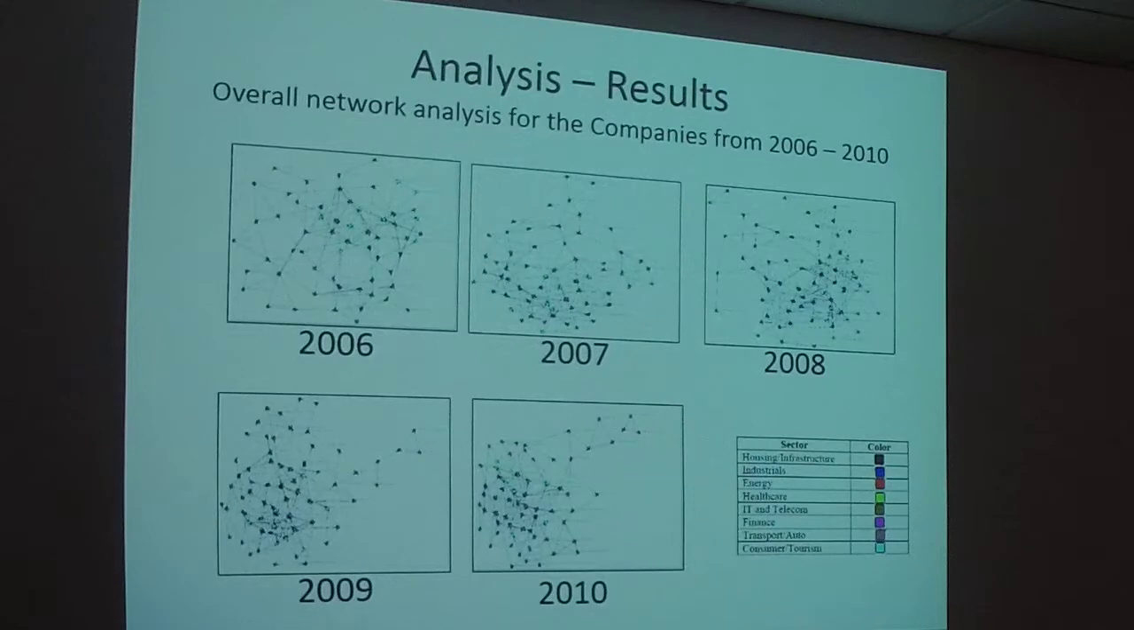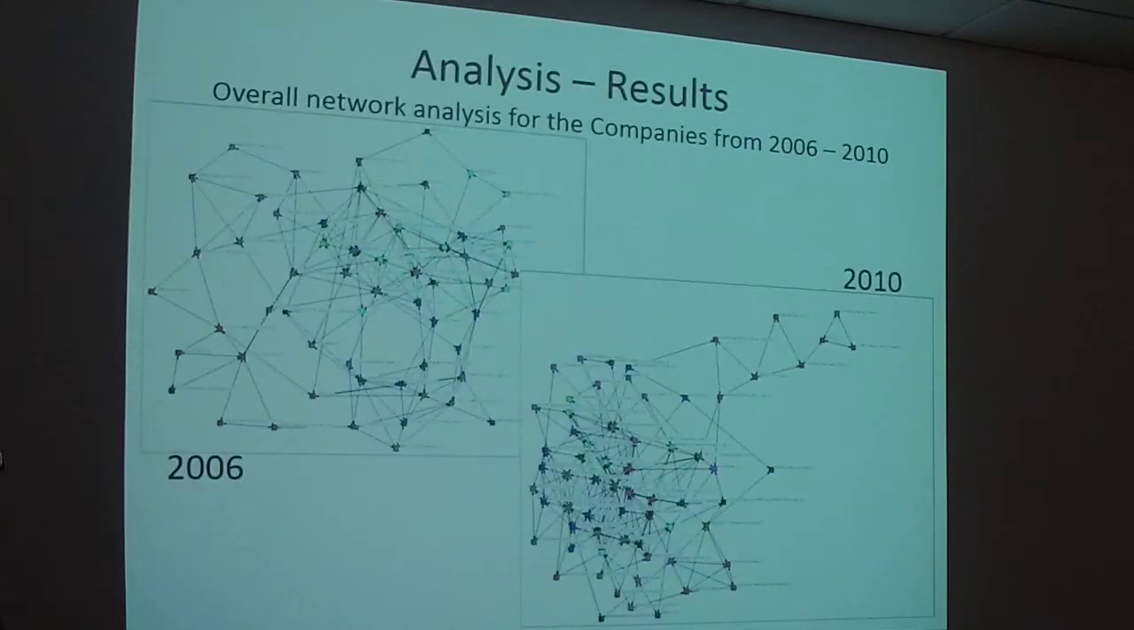I'll have a bigger picture of this, but there are different sectors in here, colors. The blue is industrials, red is energy, IT telecom is dark green, and finance is pink. I'll point out the ones which we'll go a little more into.